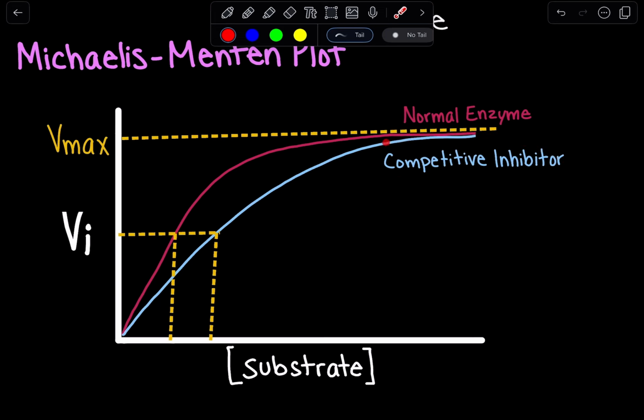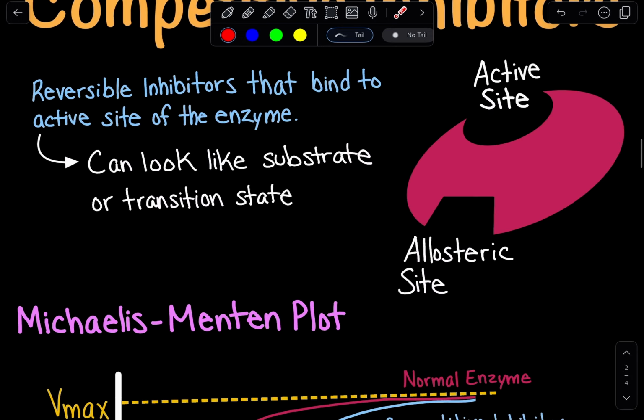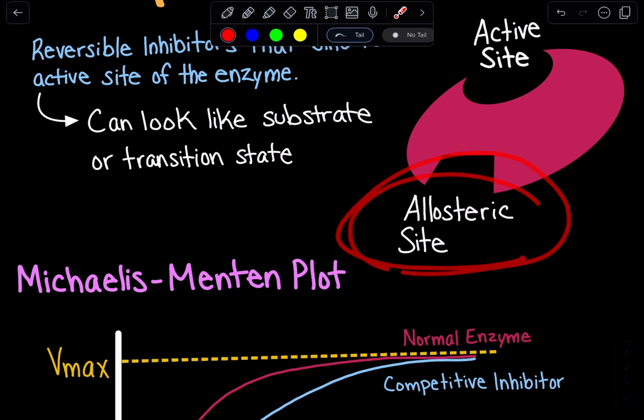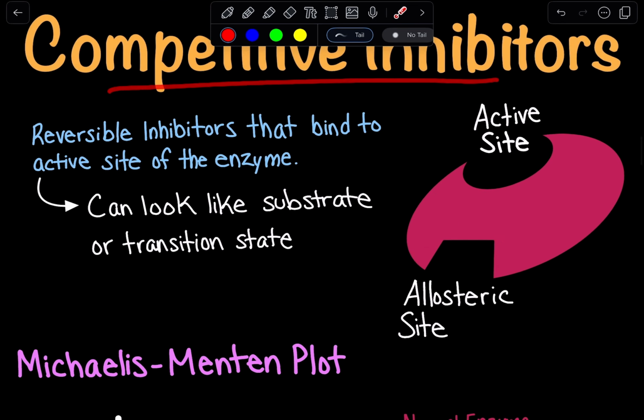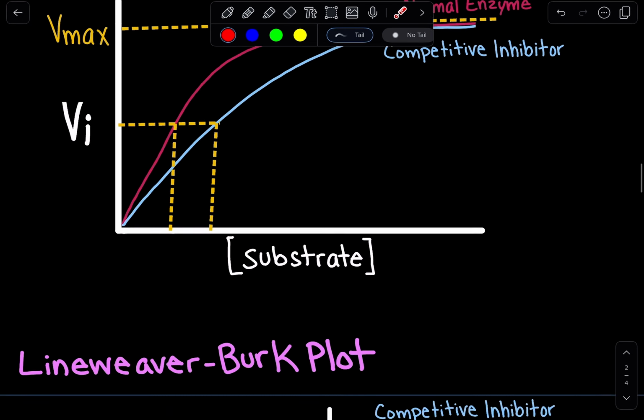Now, this is a special feature of competitive inhibition. We do not see that in non-competitive and uncompetitive inhibition, because in non-competitive and uncompetitive inhibition, those inhibitors are binding to the allosteric site. Here, since the competitive inhibitor is binding to the active site, we can increase the substrate concentration, so it's more likely to reach the active site before the competitive inhibitor.